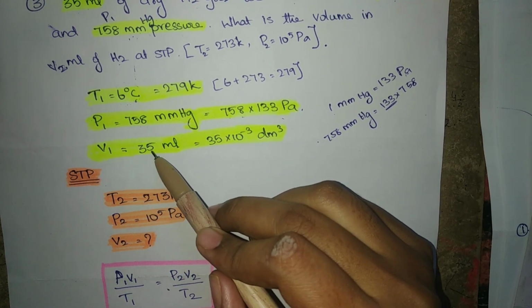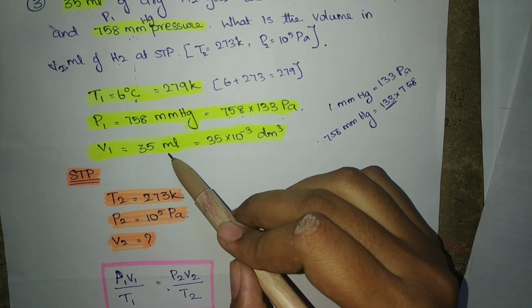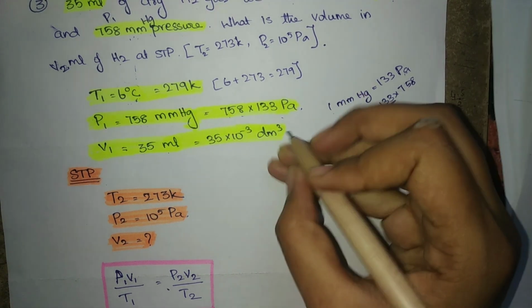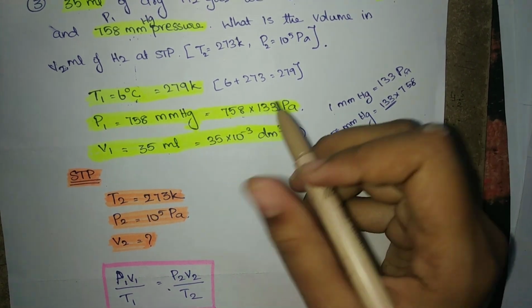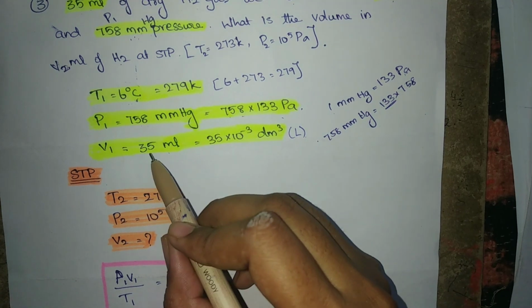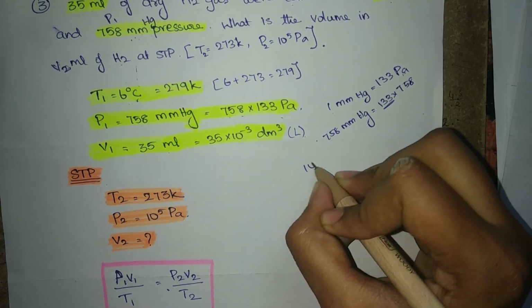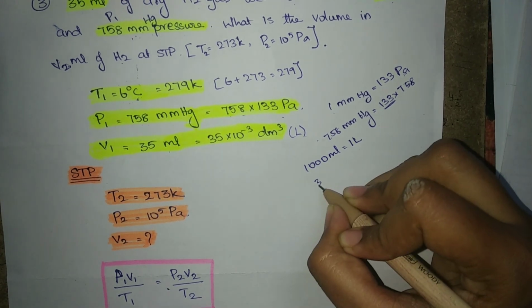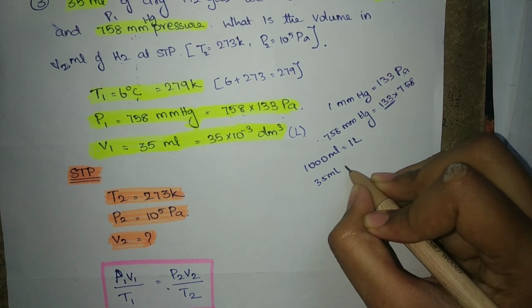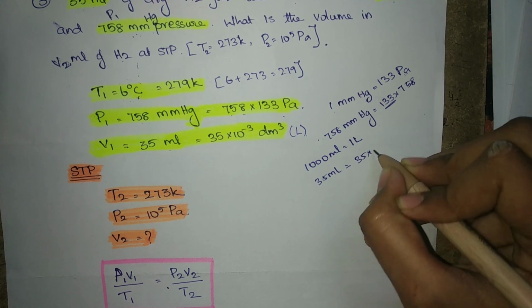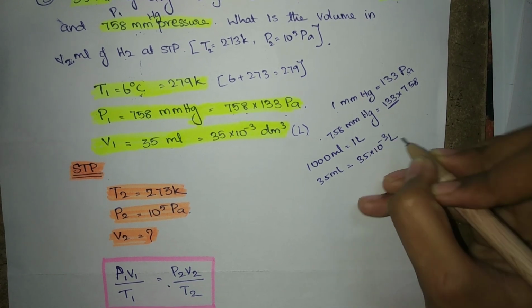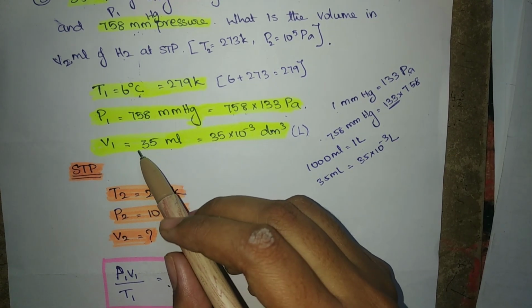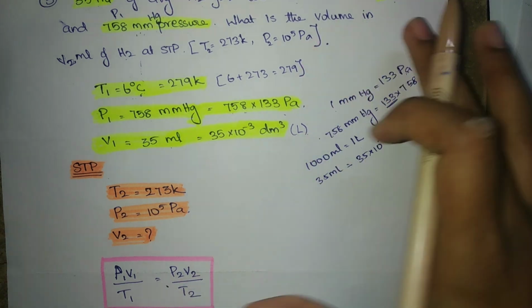And volume, we have to convert this value in terms of milliliter to liter or decimeter cube. Both are same. So we know that 1000 ml is equal to 1 liter. Then 35 ml will be equal to 35 into 10 to the power of minus 3 liter. I am converting this value of volume from ml into decimeter cube.